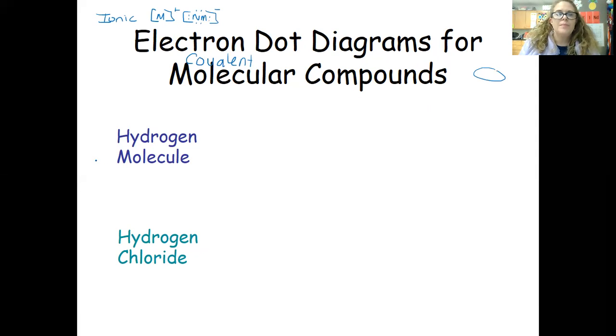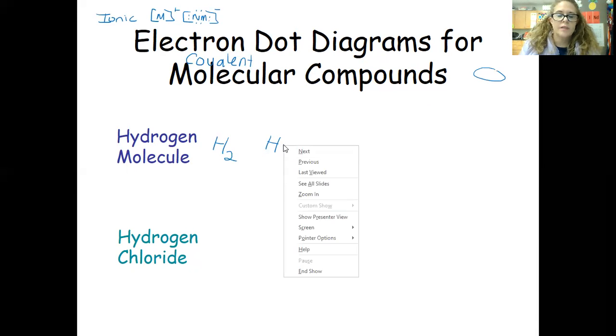Okay, so let's look at a hydrogen molecule. What is hydrogen? Hydrogen is H2. So now hydrogen has 1 valence electron. I'm just going to draw it to the side just to make it easier, and of course.